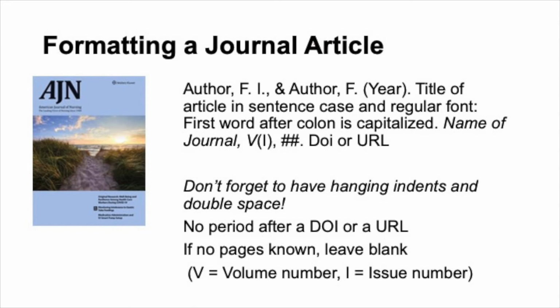Formatting a journal article is fairly straightforward. Again, it's always the author information goes first. Notice when you have two authors, there's always a comma before the ampersand, and that's going to be true if you have multiple authors. Before the ampersand and the last author's information, there's always a comma after that last initial.